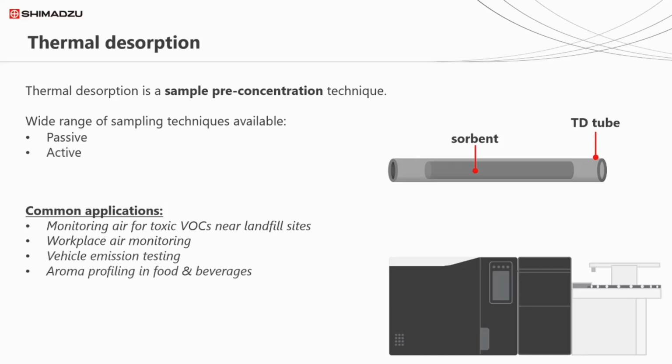Active sampling is similar in that it is typically used for air analysis. However, active sampling involves drawing air through the tube using a pump. This enables more sample to be analysed, giving lower detection limits. It also helps in quantitation, as the volume of air sampled is known. Permeation testing can also be used to analyse the permeability of food packaging.